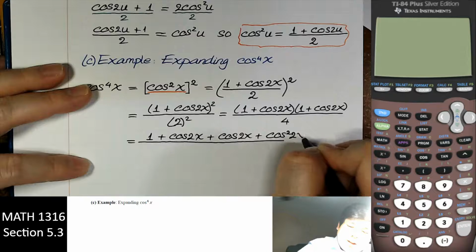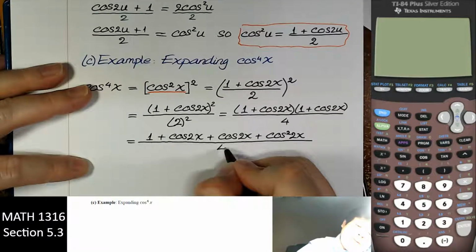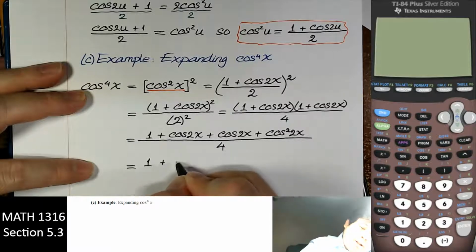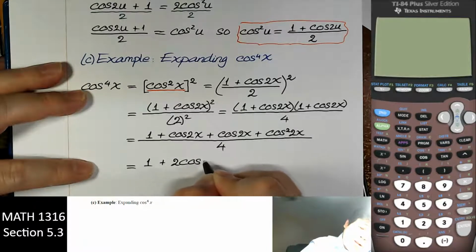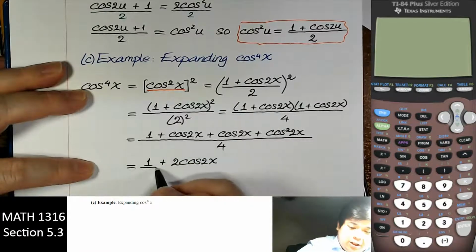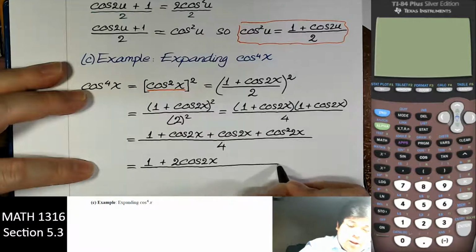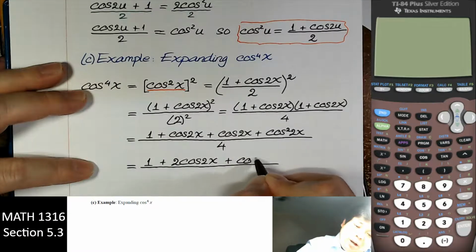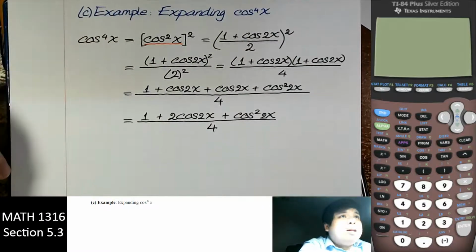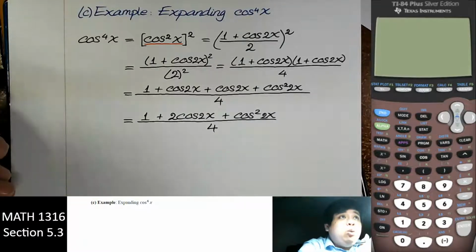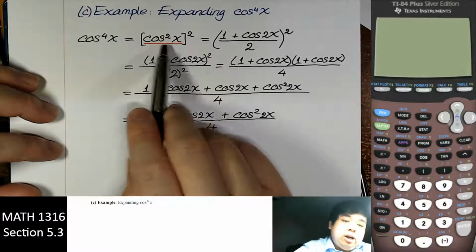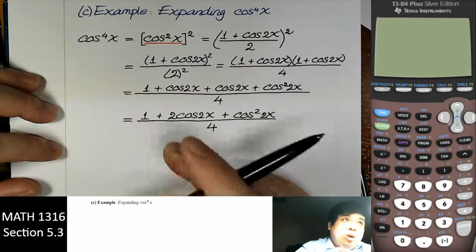And cosine times cosine is cosine square. Cosine and cosine give us 2 times the cosine of 2x. And then cosine square over 4. So it's not bad. The only thing we actually did new in this section is the cosine square reducing. Other than that, there's nothing.